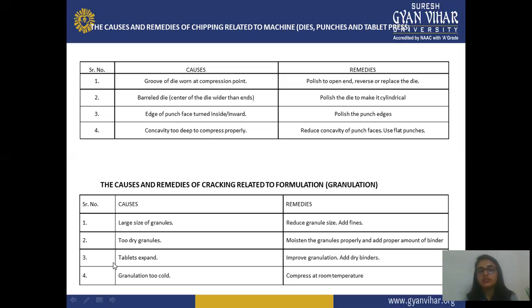Next is granulation is cold, or maybe not a sufficient amount of cold. It's in large quantity cold. In this condition, you compress your tablet at room temperature, or compression is taken at room temperature. Do not require any cold condition or don't require any AC.